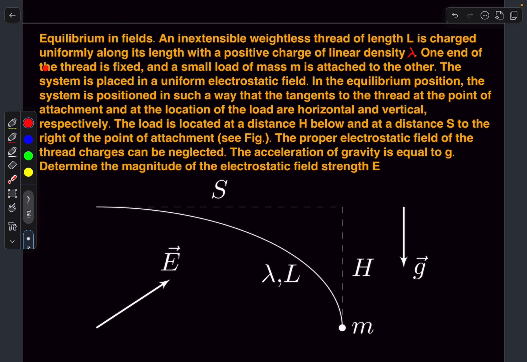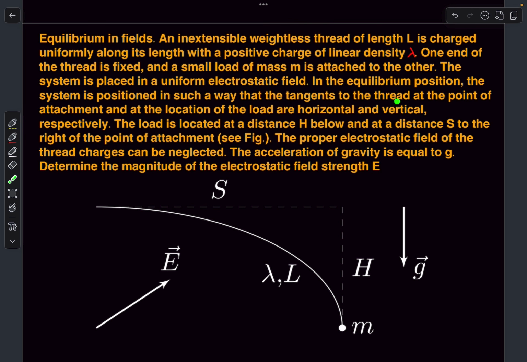One end of the thread is fixed, so this is the end that is fixed, and a small load of mass m is attached to the other end. The mass m is attached at this particular end, and the system is placed in a uniform electrostatic field. As you can see, there is some electric field which is uniform, and it is in some arbitrary direction like this.